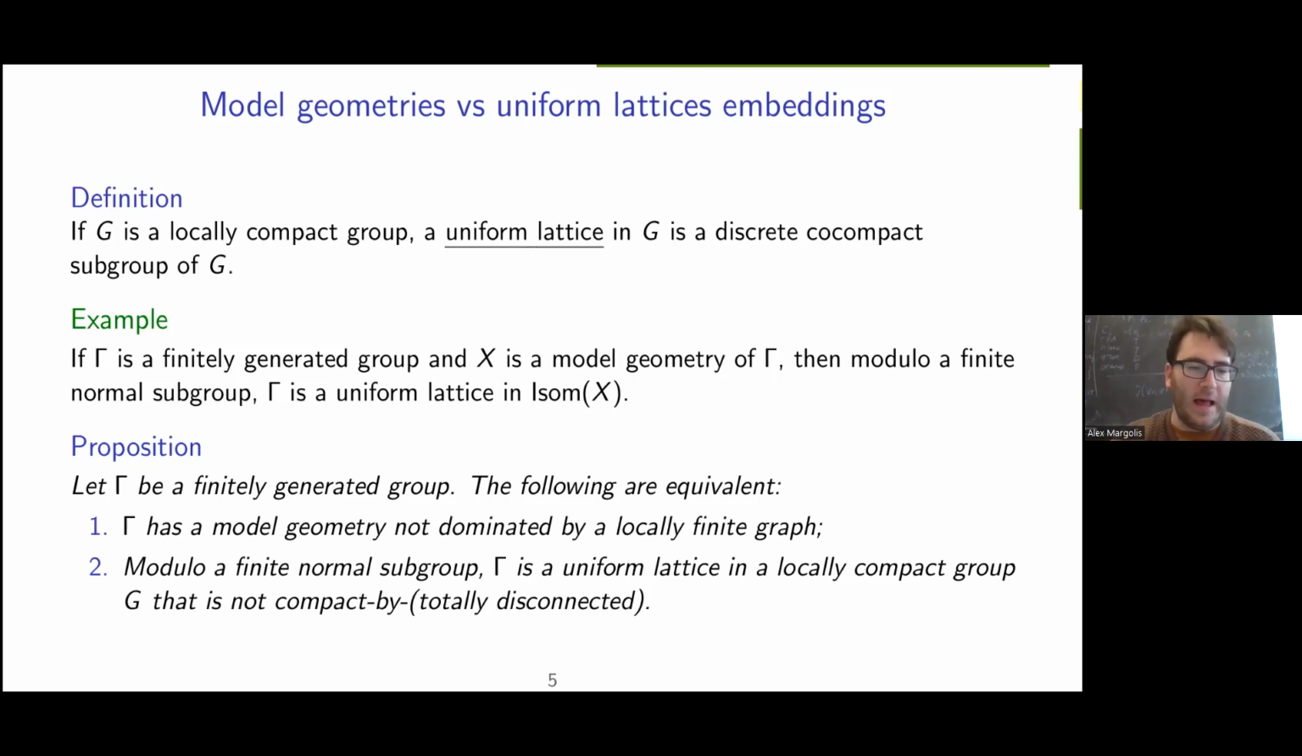Okay, so if you're not comfortable with being dominated by a locally finite graph, but like uniform lattices in locally compact groups, then we can reformulate the main problem in terms of lattices. And I'll freely use this proposition throughout this talk and the proof of it to switch between the two points of view.